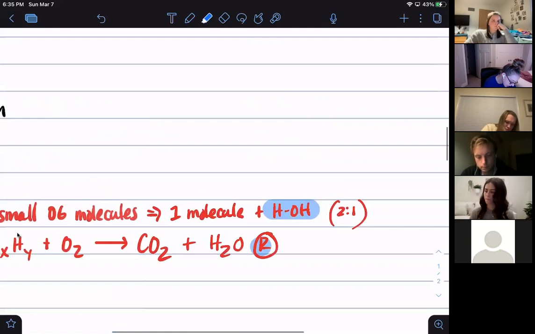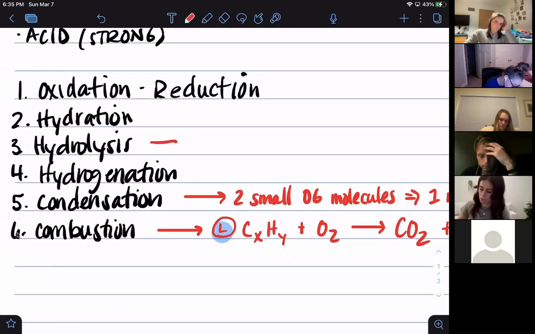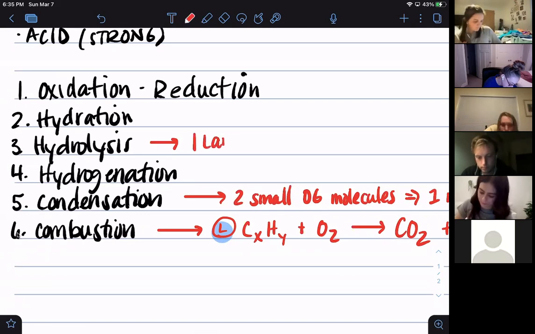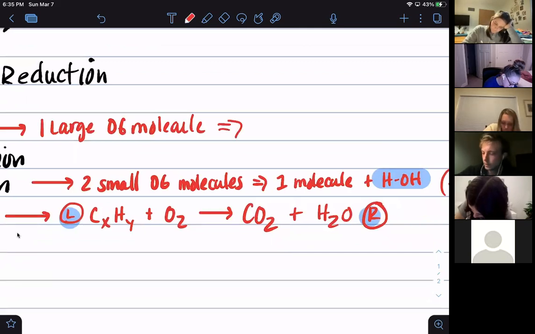Cool? Okay, I'm going to go to its opposite, which is hydrolysis, meaning to cut. So if we're cutting with hydro water, then we're going to have 1 large molecule, and he's then going to go into 2 small.